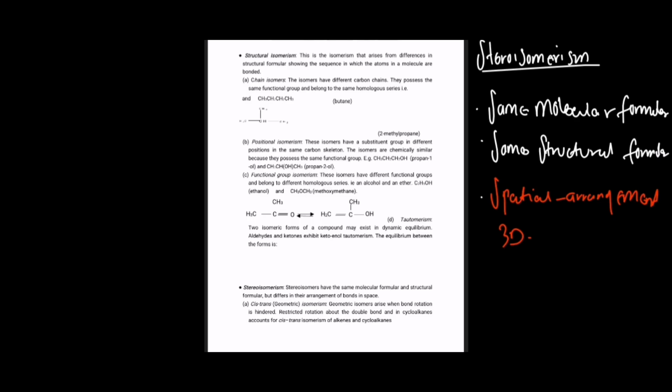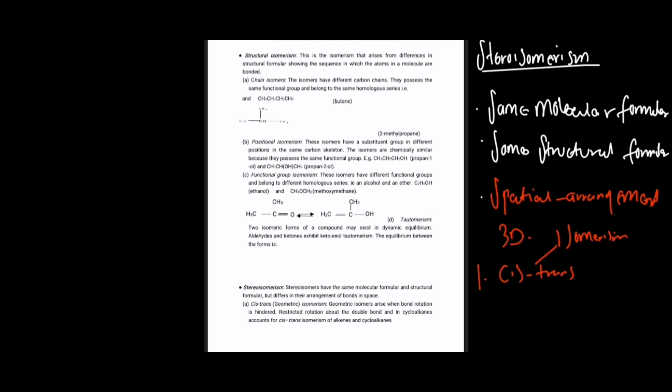That is the cis-trans, which is the geometric. Let me explain what the cis-trans is. The cis-trans, which is also called geometric isomerism, normally happens when there is restricted rotation in a molecule. That is what happens in cis or trans, also called geometric isomerism.